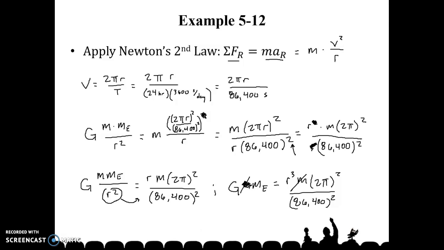And now I can get rid of the m, divide by that m, the same m over here, the mass of the satellite. So that'll cancel out and that'll cancel out. So I'm just working my way step by step, simplifying this formula. Now I've got G M E equals r cubed times 2 pi squared over 86,400 squared.